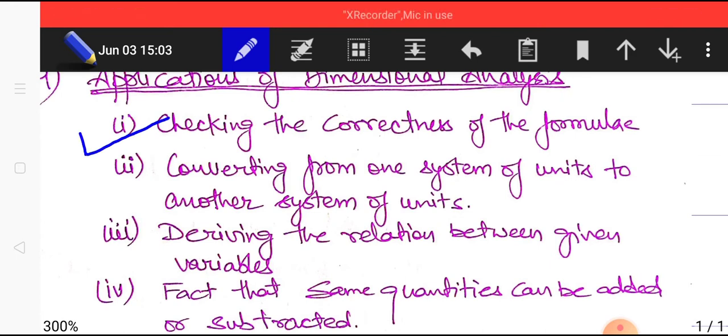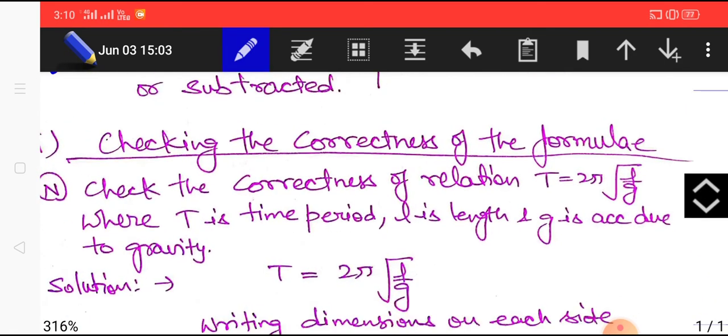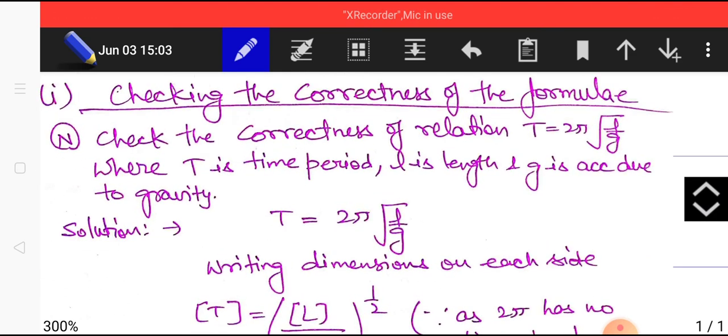Checking the correctness of formula, converting one system of units into another system of units, deriving the relation between given variables, and the fact that same quantities can be added or subtracted. We will discuss first two in this lecture and the next two in other lecture. So checking the correctness of formula, let us have a numerical example.